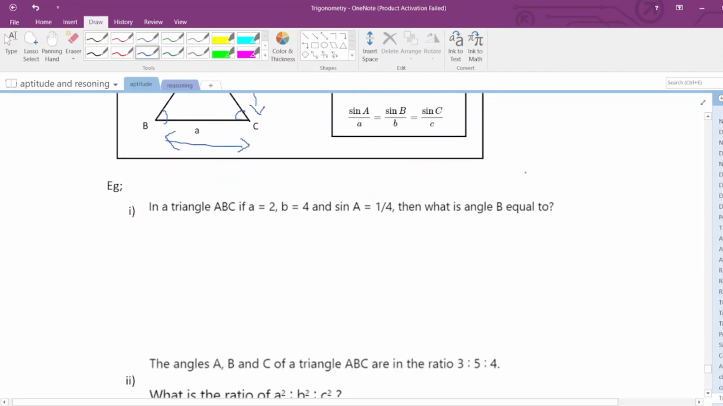So let's understand with this example. See, in a triangle ABC, if a is equal to 2, b is equal to 4 and sin A is equal to 1/4, then what is the angle B? So let's suppose this is A, this is B and this is C.